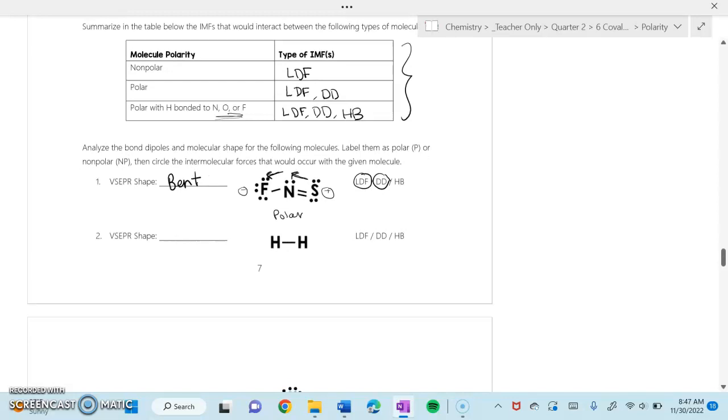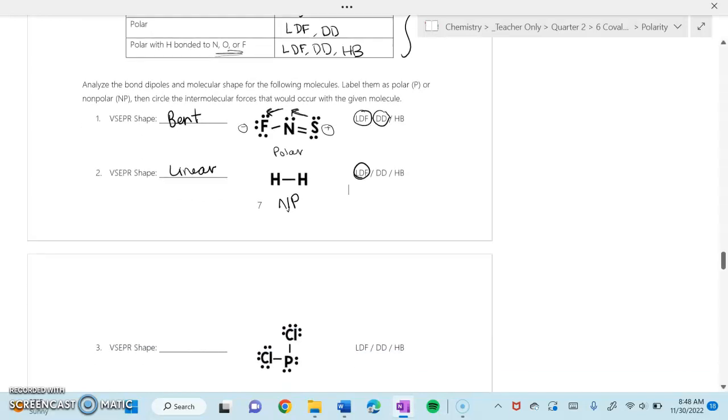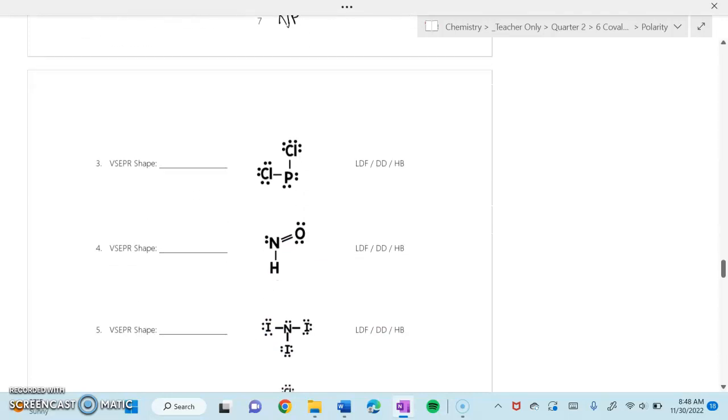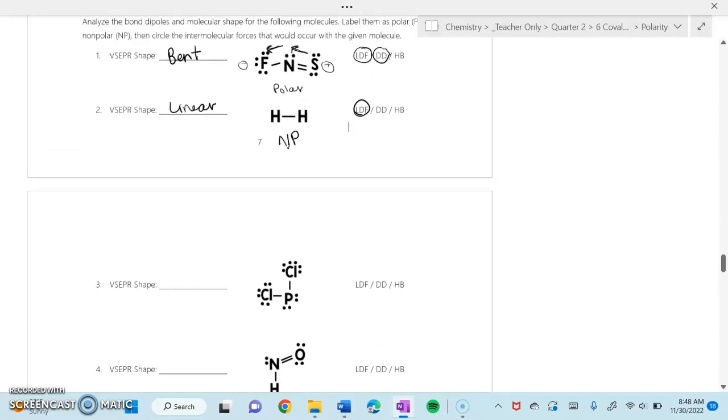Let's do one more. We've got diatomic hydrogen. This is a linear molecule. No central atom, no bond dipoles here, so this is nonpolar. And that means LDF only. So that's the application of our polarity. We're continuing to find if the molecule has a molecular dipole, remember, that separation of charge. If it does, it's polar. And then identifying which intermolecular forces are present.